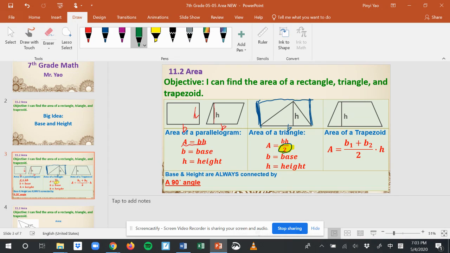The only difference is this time for a trapezoid, we have a B1, which is the top base, and we have a B2, which is the bottom base. And we add them together, then divide by 2, then times the height.